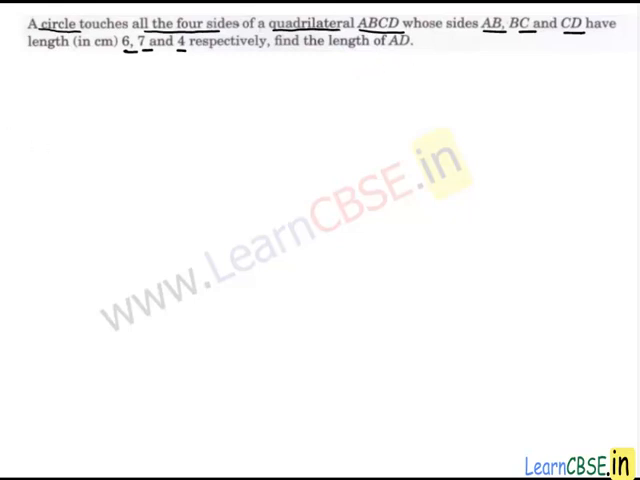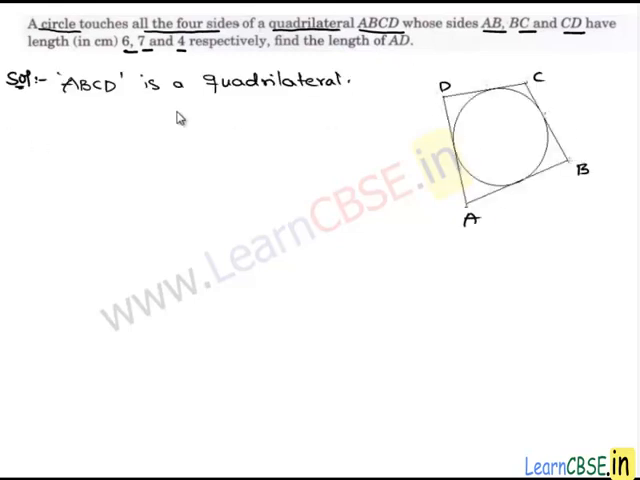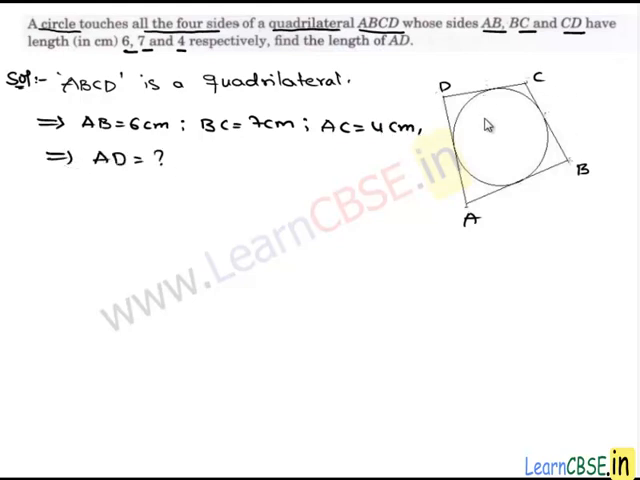Let's work out the problem. Here ABCD is a quadrilateral, and we are given the length of the side AB is 6 cm, BC is 7 cm and CD is 4 cm, and we have to find AD. If you look at the figure, the circle touches the 4 sides of the quadrilateral, and the sides AB, BC, CD and AD become tangents to this circle. So we use this property to get the unknown side.